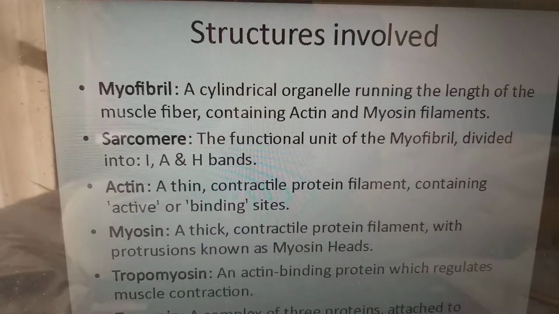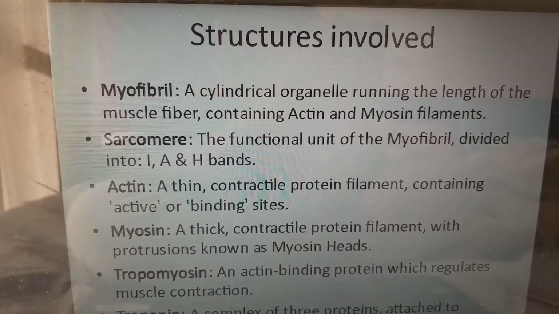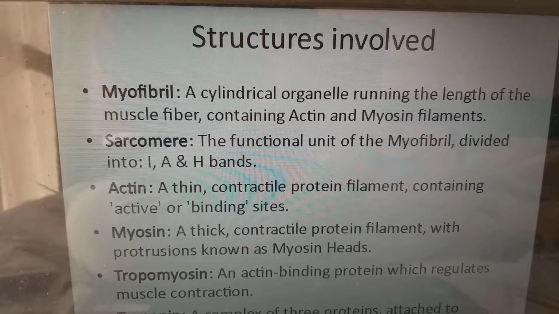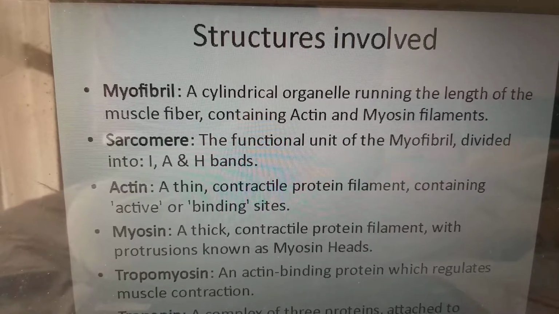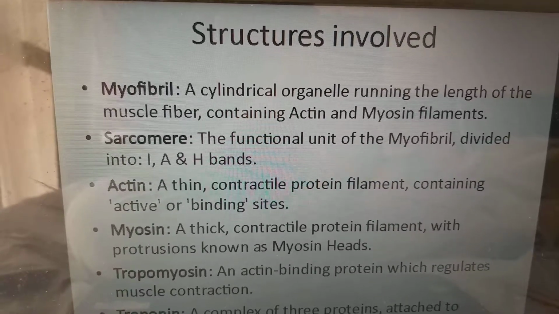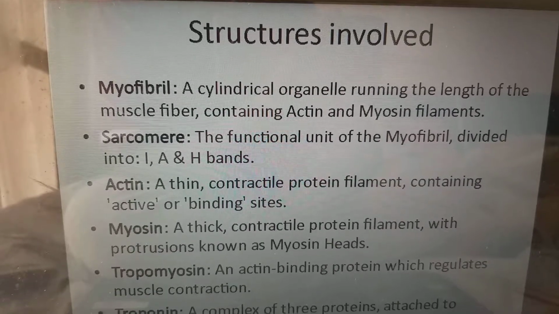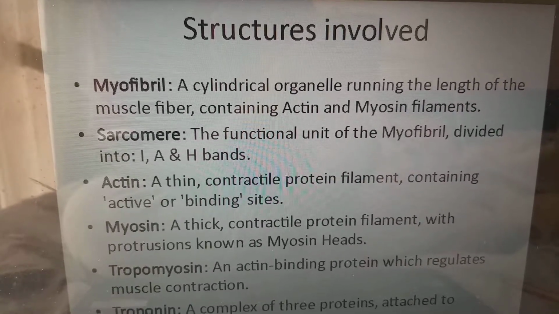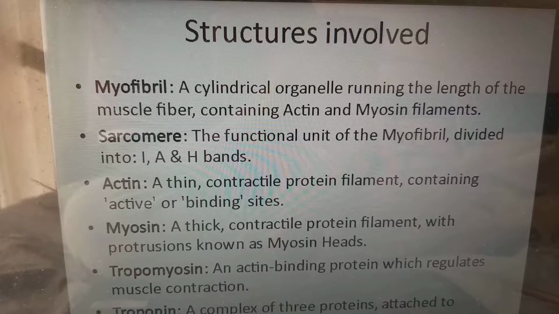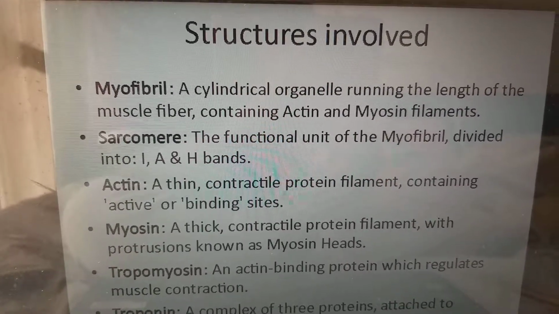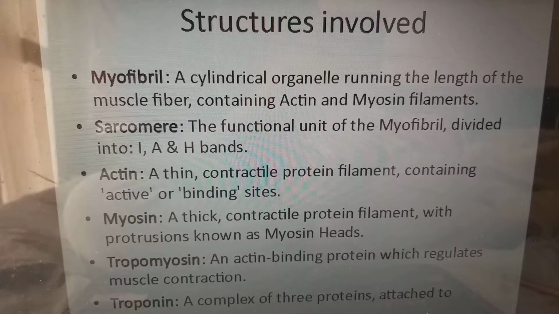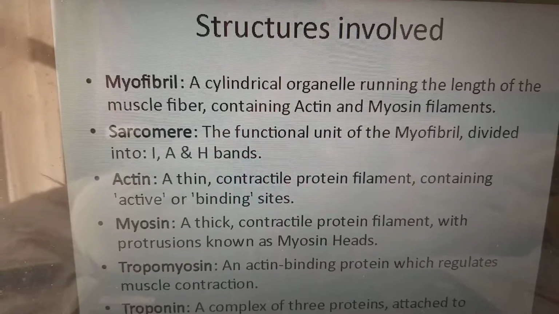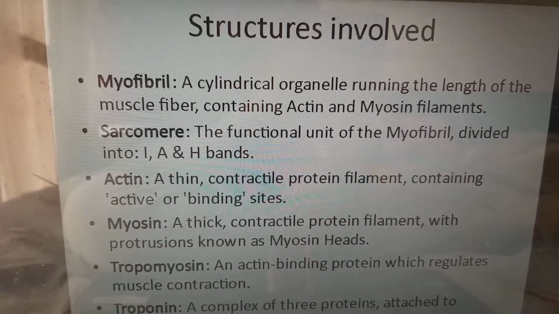Next, structures involved. Myofibril is a cylindrical organelle running the length of the muscle fiber containing actin and myosin. Sarcomere is the functional unit of the myofibril, divided into I band, A band, and H zones. Actin is a thin contractile protein filament containing the active binding sites. Myosin is a thick contractile protein filament which produces the myosin heads. Tropomyosin is an actin binding protein which regulates muscle contraction. Troponin is a complex of three proteins attached to the tropomyosin.